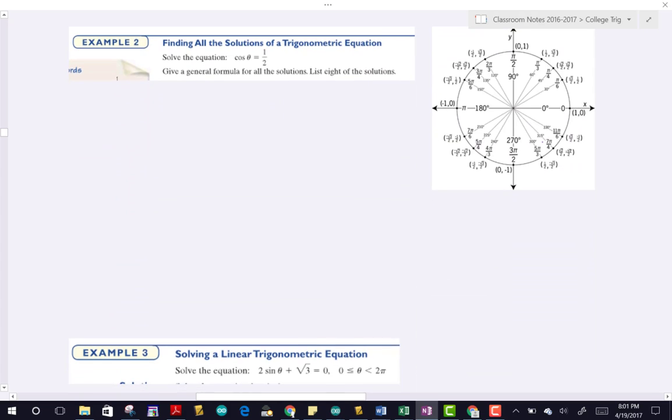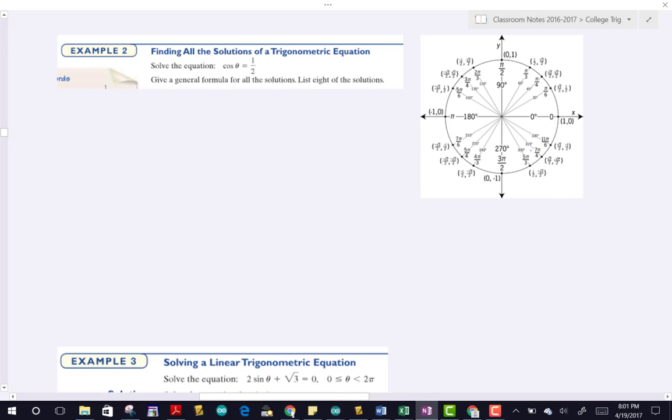Example 2 is also pretty straightforward. You'll notice that I put a little unit circle here to help you out. Remember that you're supposed to be memorizing those values, and I think the more you look them up on the unit circle, the easier they become to remember.